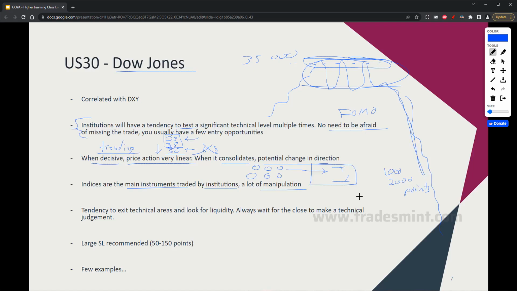Since indices are one of their main trading instruments, which means the S&P 500, Dow Jones, Nasdaq, and the rest of the stock market, you will see a lot of manipulation on the Dow Jones. And it's linked with the next point: it has a tendency to exit the technical areas and look for liquidity. So it's always better to wait for the close of the candle to make a technical judgment.